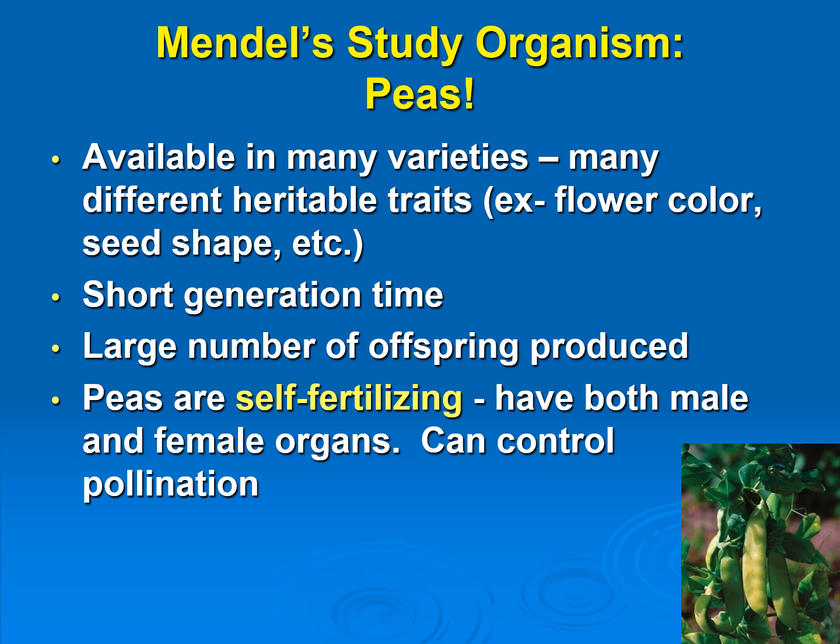And then also peas are self-fertilizing. The peas and their flowers have both male and female parts, and Mendel could actually control the pollination, so he could actually control which plants he wanted to cross.